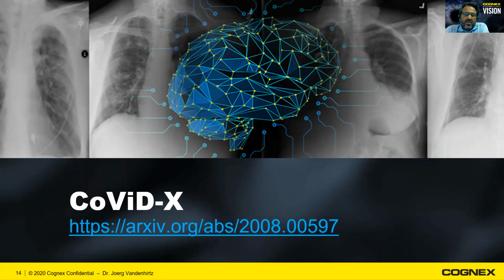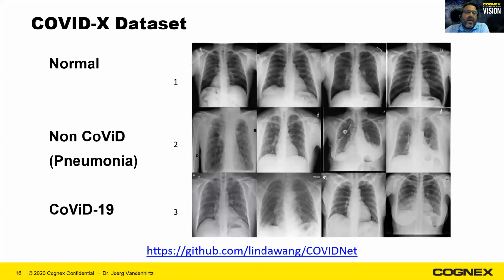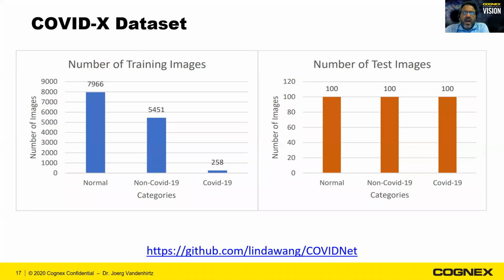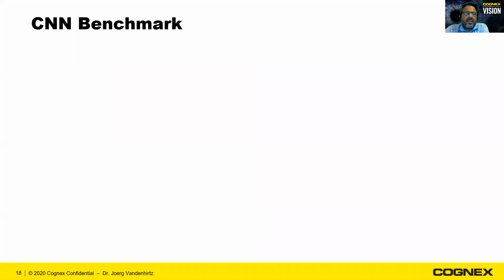With that, I'd like to dive into the COVID-X study. You can download the paper on arXiv under the link below. The COVID-X dataset also is a public dataset from the University of Waterloo. You can download it from the Linda Wang GitHub page under the link below. It's basically 1,500 chest X-rays sorted in the three buckets: normal, non-COVID pneumonia, and COVID-19. It's a bit unbalanced because there's only 258 COVID-19 images in the training data set, while there's much more non-COVID and normal images. On the test data set, there's 100 images for each class.